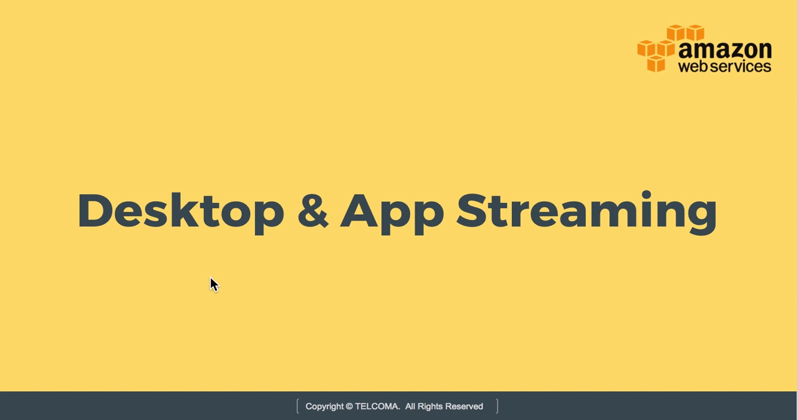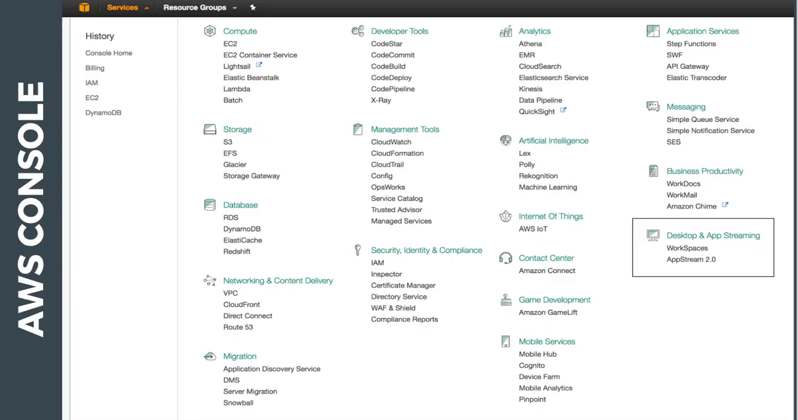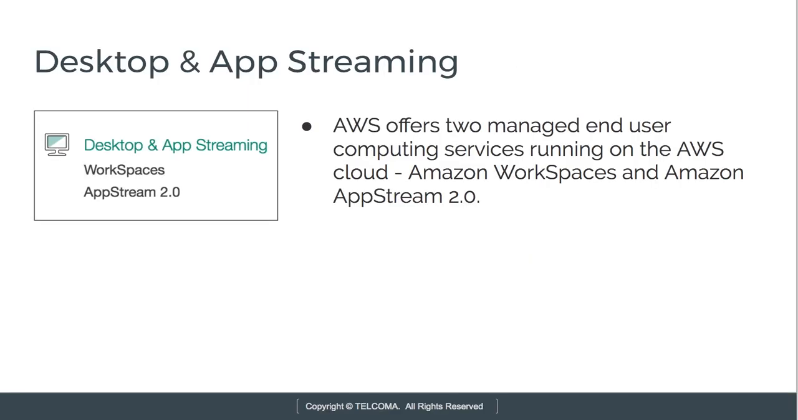Today in this class we are going to discuss desktop and app streaming. In the AWS Management Console we have the services of desktop and app streaming. Under this we have WorkSpaces and AppStream 2.0. So, desktop and app streaming.